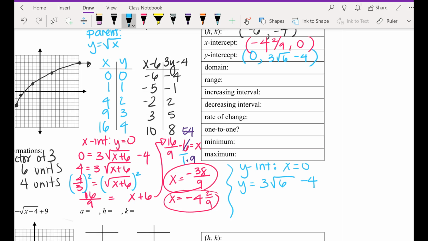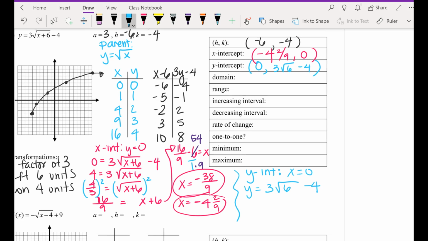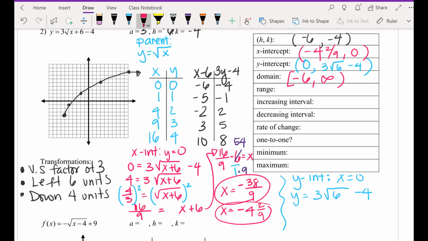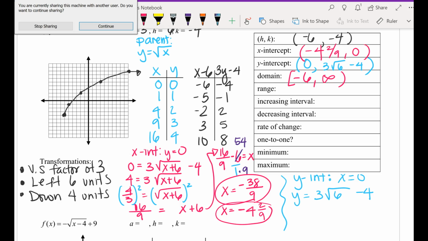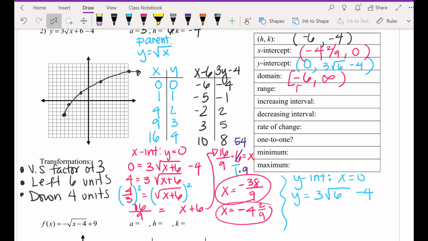Now let's fill out the rest. Domain. What do you think the domain for this question is, Quinn? Negative 6 all the way to infinity. What do you think the range? Chloe's not here. Nico, what do you think the range is? The range is talking about the y values. So Nico, what's the smallest y value that we have? Negative 4 to infinity. Thank you, sir. Very good. Negative 4 all the way to infinity.